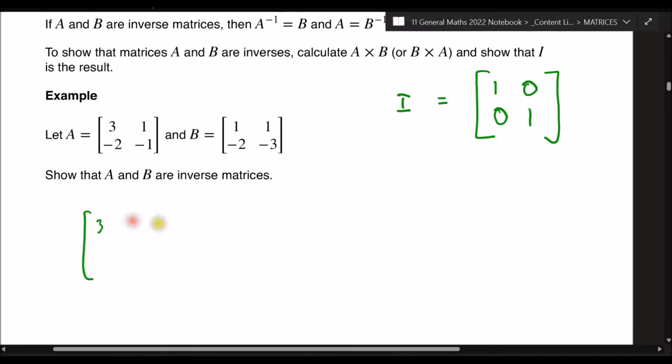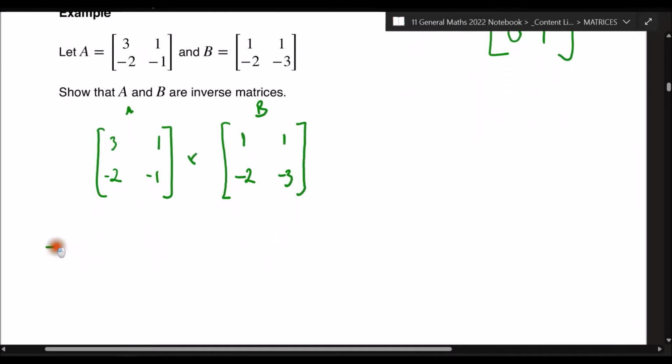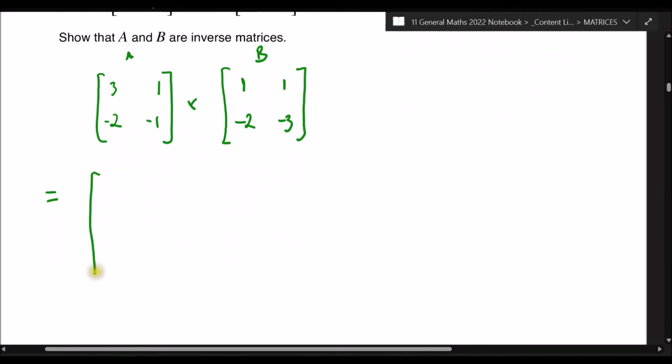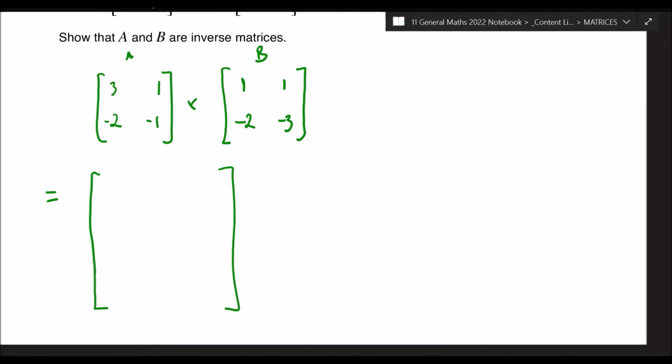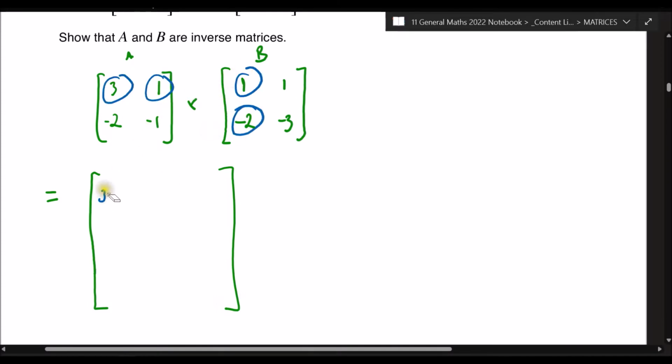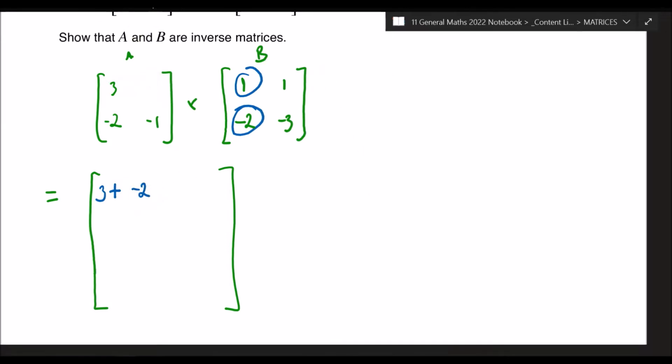We're going to multiply them. 3, 1, -2, -1. That's matrix A, multiplied by matrix B. You're going to need to know how to do matrix multiplication. Let's multiply them together. Remember, it's row by column when you do this. Give yourself ample space to complete this. The first one, 3 by 1 is 3, and then 1 times -2 is -2. That's the first one. Let's go with the next.